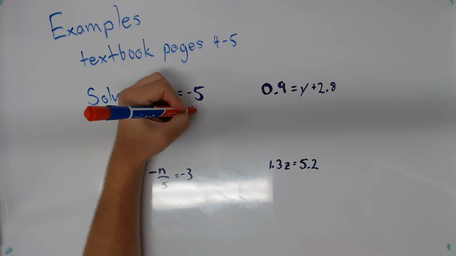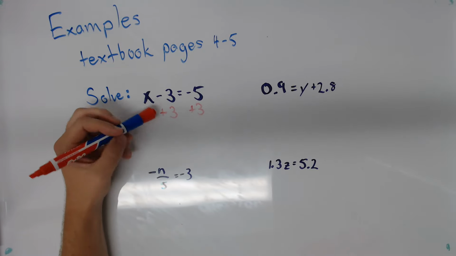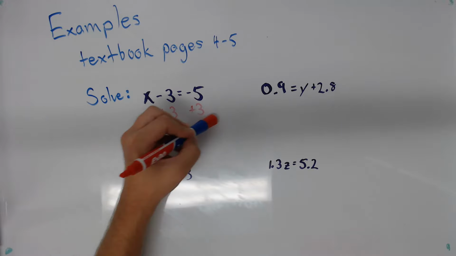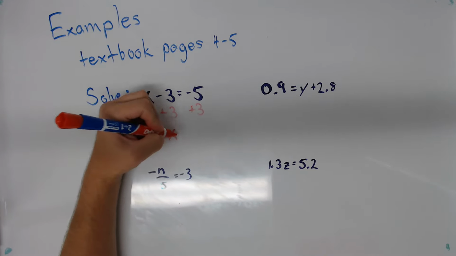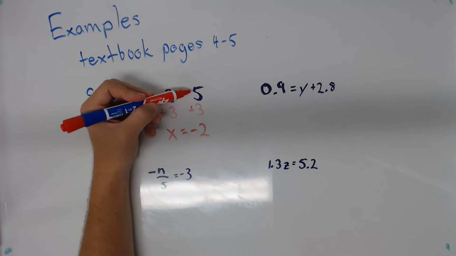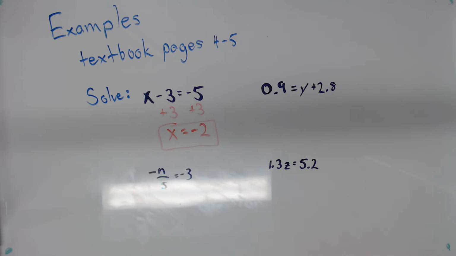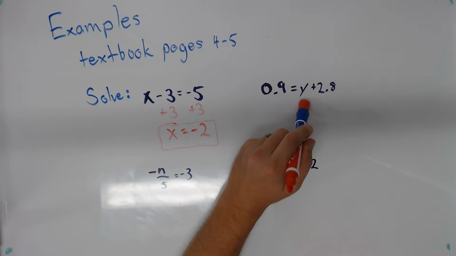But this first problem should be easy to recognize what we do. Adding is the opposite of subtracting. This is the addition property of equality. So adding 3 to both sides should get x by itself. Solving these types of problems is always about getting the variable by itself. So negative 5 plus 3 is negative 2. And we're done.